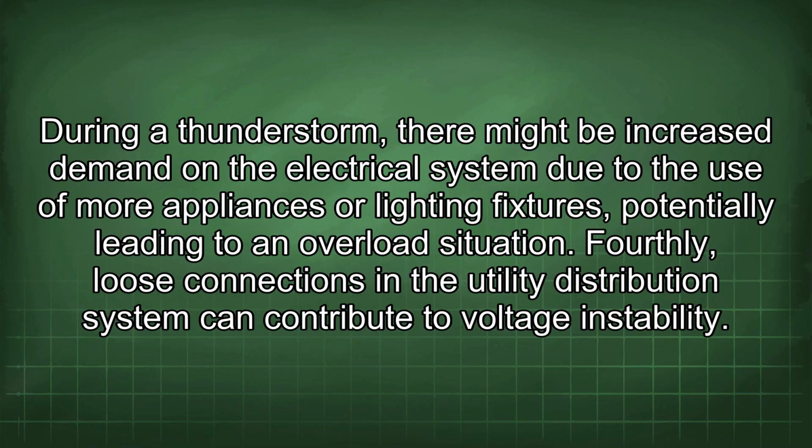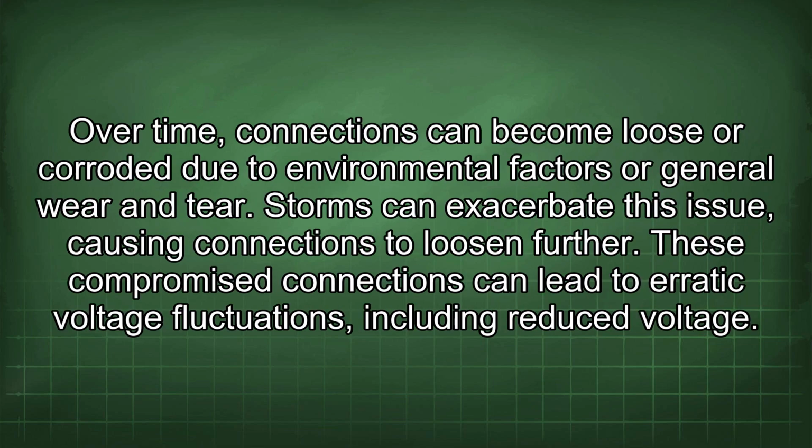Fourthly, loose connections in the utility distribution system can contribute to voltage instability. Over time, connections can become loose or corroded due to environmental factors or general wear and tear. Storms can exacerbate this issue, causing connections to loosen further. These compromised connections can lead to erratic voltage fluctuations, including reduced voltage.